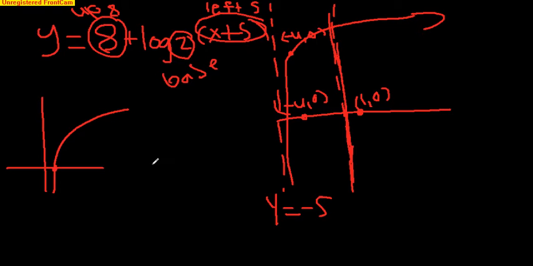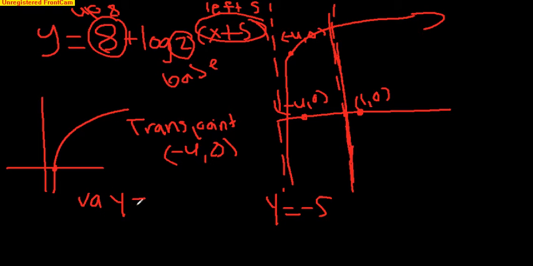And the transformational point, we would look at where we turn, and it would be negative 4, 8. And that would be a transformational point. Our vertical asymptote would be at negative 5.